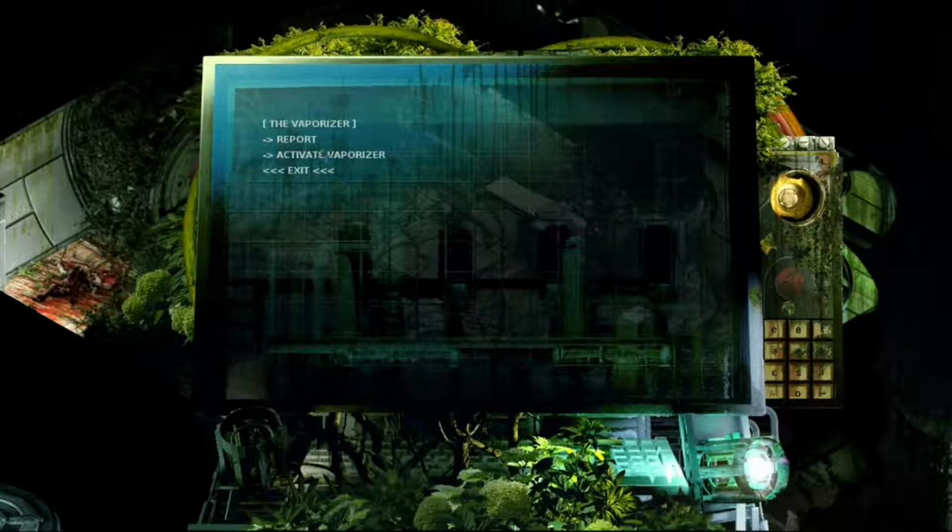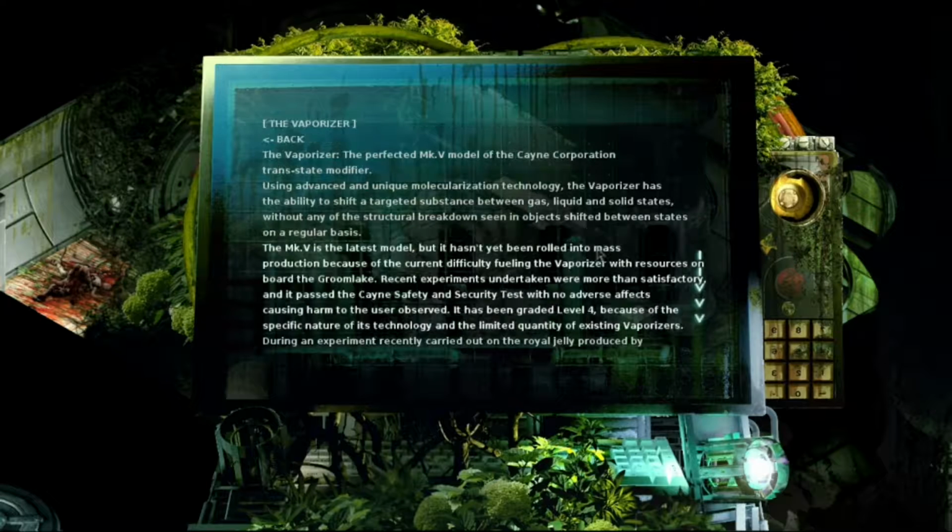Okay, report. Let's see. The vaporizer, the perfected MKV model of the Kane Corporation Trans-State Modifier. Using advanced and unique molecularization technology, the vaporizer has the ability to shift a targeted substance between gas, liquid, and solid states without any of the structural breakdown seen in objects shifted between states on a regular basis.